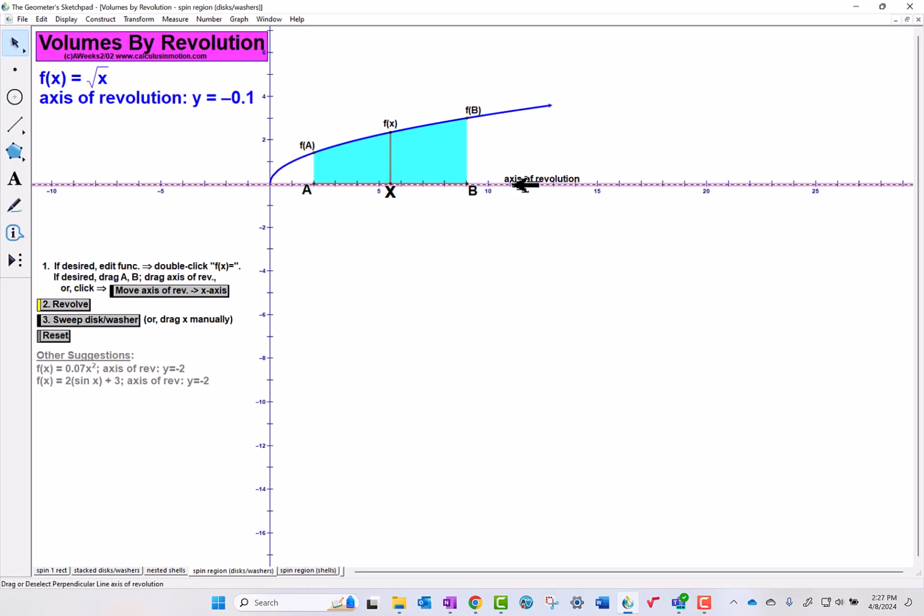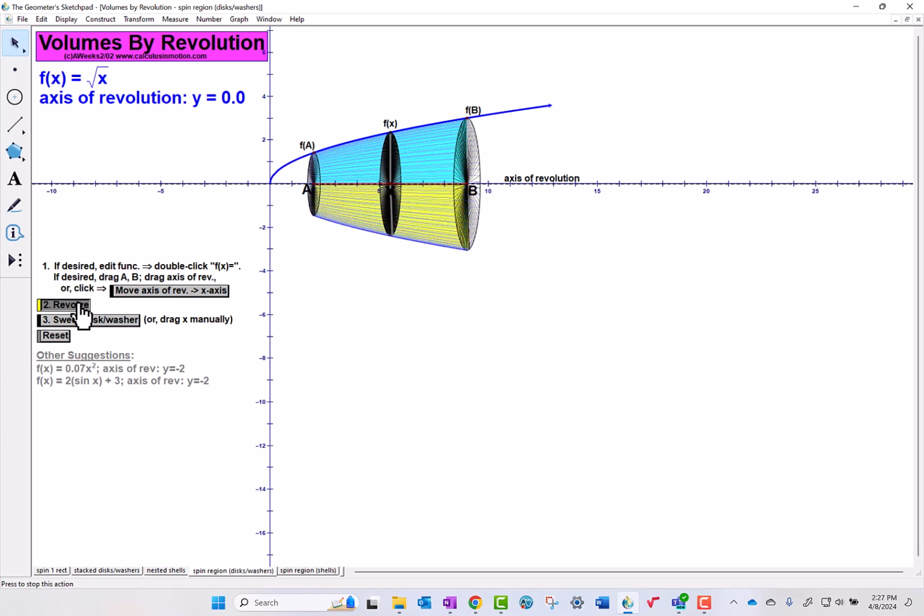And so here, this is what we did last time. So we looked at it, and what we created, these were disks. And what happened, it was a disk because there's no hole inside here, right? It's just solid. So that is the disk method.